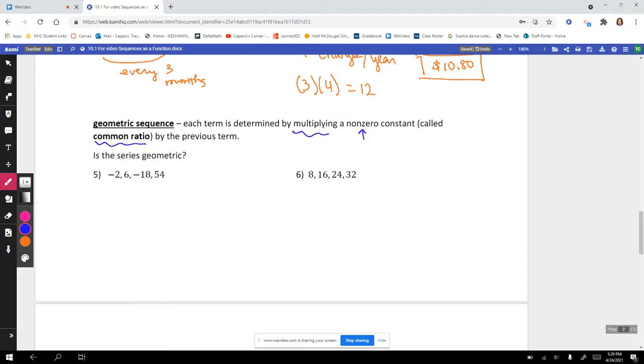Okay? Is the series geometric? That's what we're asking. Now, again, sometimes it helps to work backwards. Take 54 divided by negative 18. That gives me negative 3. We keep going, and I can see that that pattern does hold true for all of them. So yes, that's geometric, and negative 3 is our common ratio.